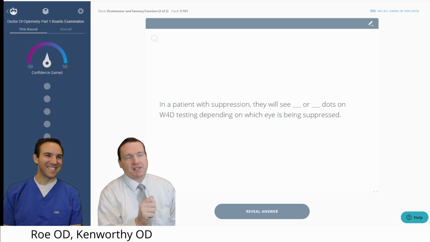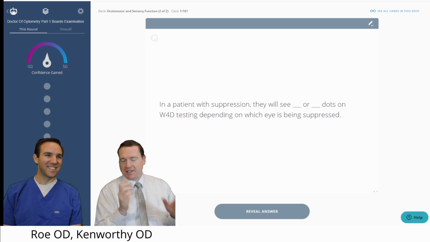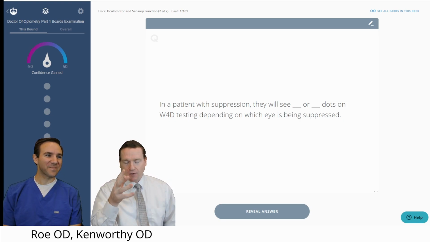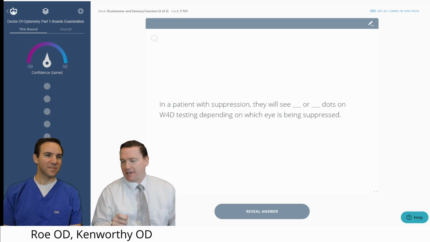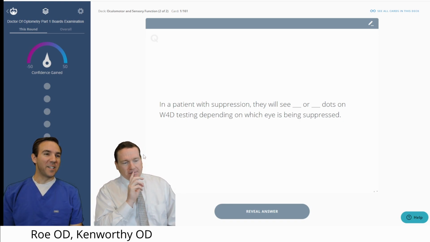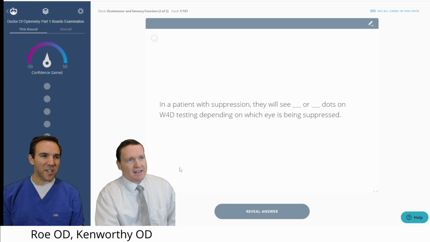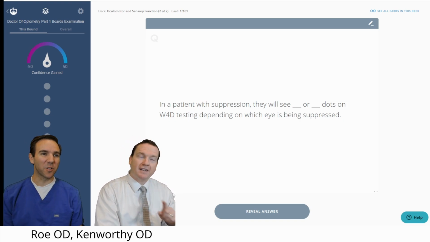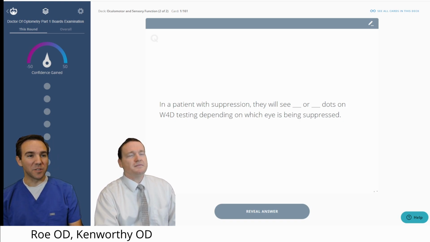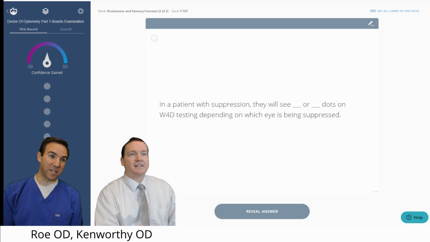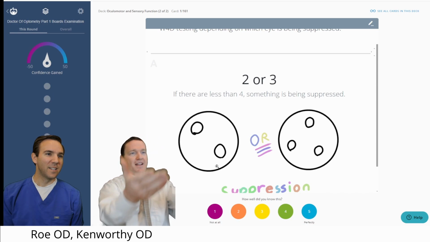In a patient with suppression... Ooh, this is a Worth 4-dot test. There's 4 dots. They will see blank or blank dots depending on which eye is being suppressed. And they did a good job with how they set up this question because they're not saying which eye has the red lens over it. So if you're suppressing with one of them, you will see 2 dots, and the other one you will see 3 dots. I like it. There it is. And there we go.